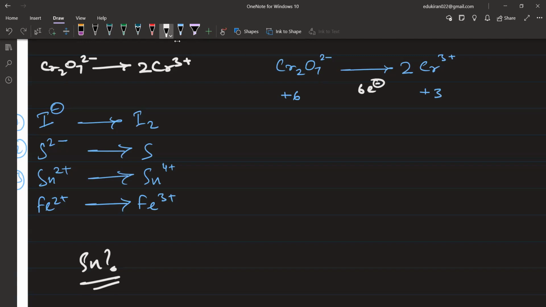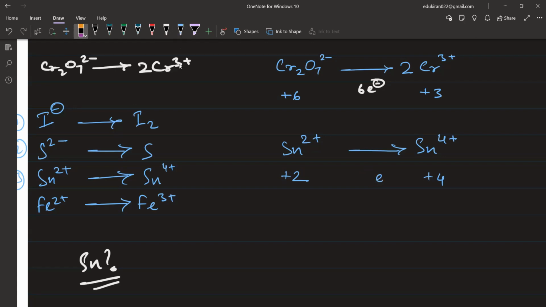6 electrons. Then we have Sn2 positive to Sn4 positive. So here you have +2 and here we have +4. How many electrons are going to be used in this case? Tell me, guys. 2. जोर से बोलिए, guys. Very good. Here we are going to use 2 electrons.